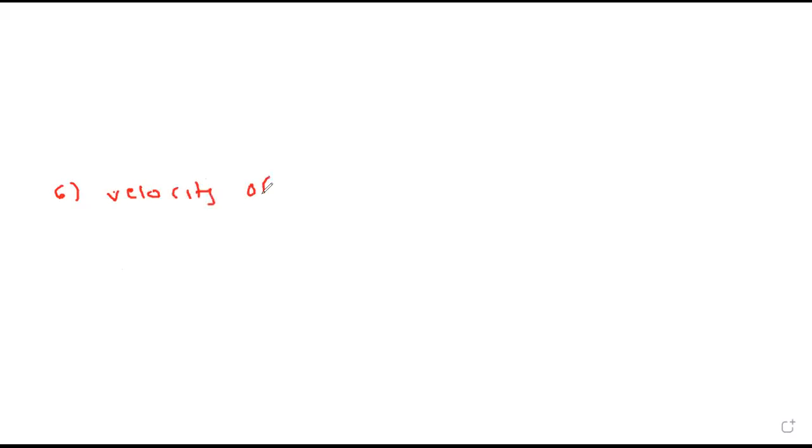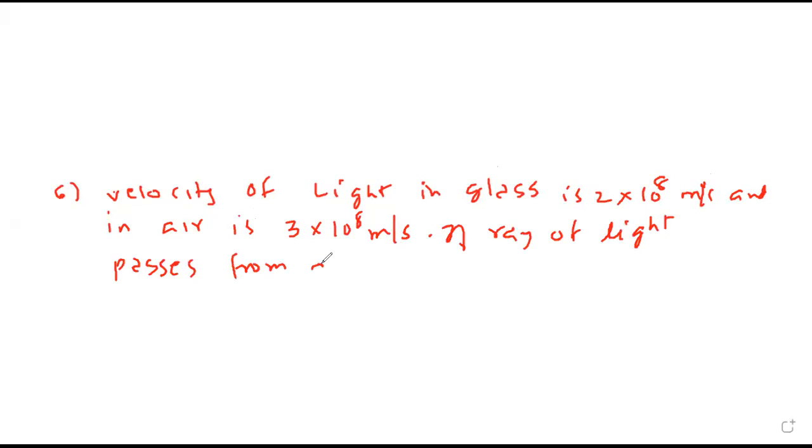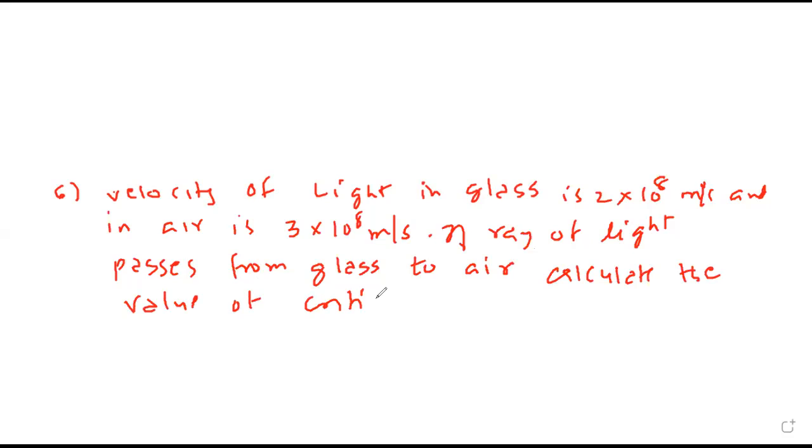Velocity of light in glass is 2 × 10⁸ meter per second, and in air is 3 × 10⁸ meter per second. If a ray of light passes from glass to air, calculate the value of critical angle.